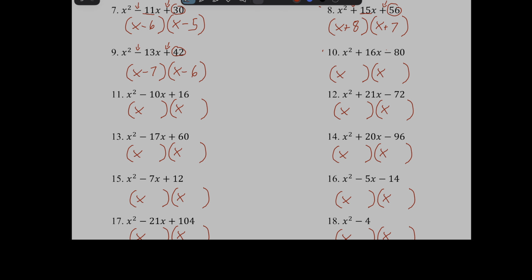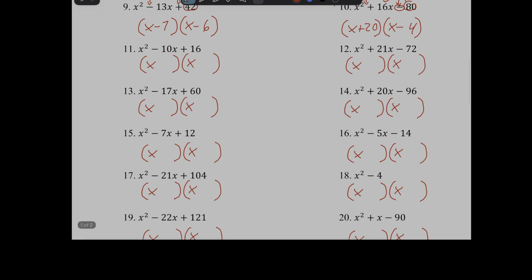Number 10, third term is negative. So if third term is negative, my signs are going to be different. I'm going to find factors that the third will subtract to the middle. So what'll subtract? It has to be higher than 18. Oh, it's probably going to be 20, huh? 20 and 4. 20 times 4 is 80. 20 minus 4 is 16. I just got to make sure that that 20 goes with the plus. Plus 20, minus 4.